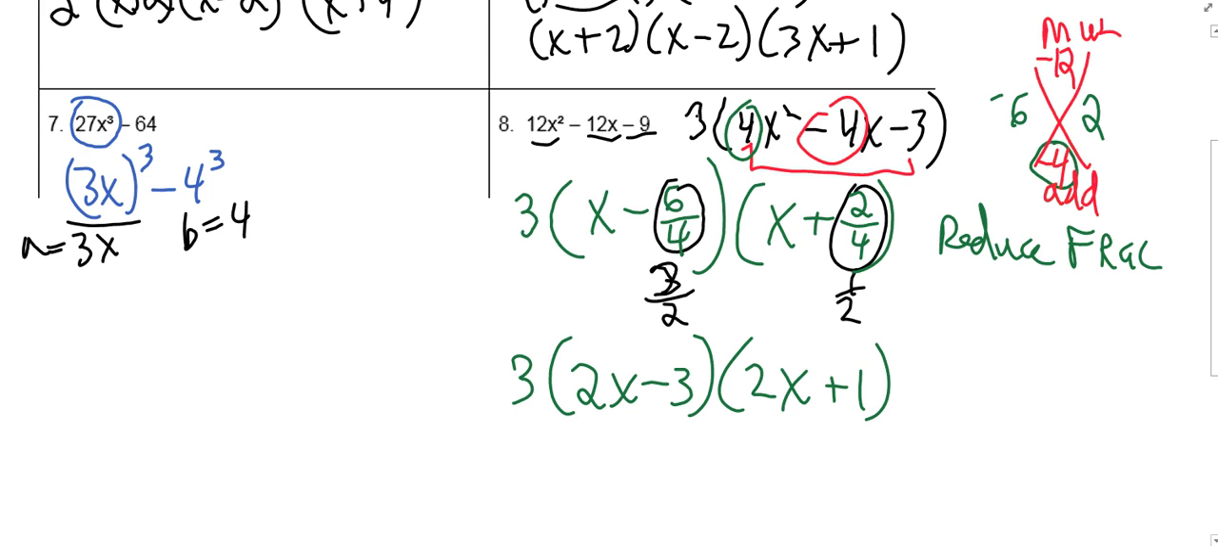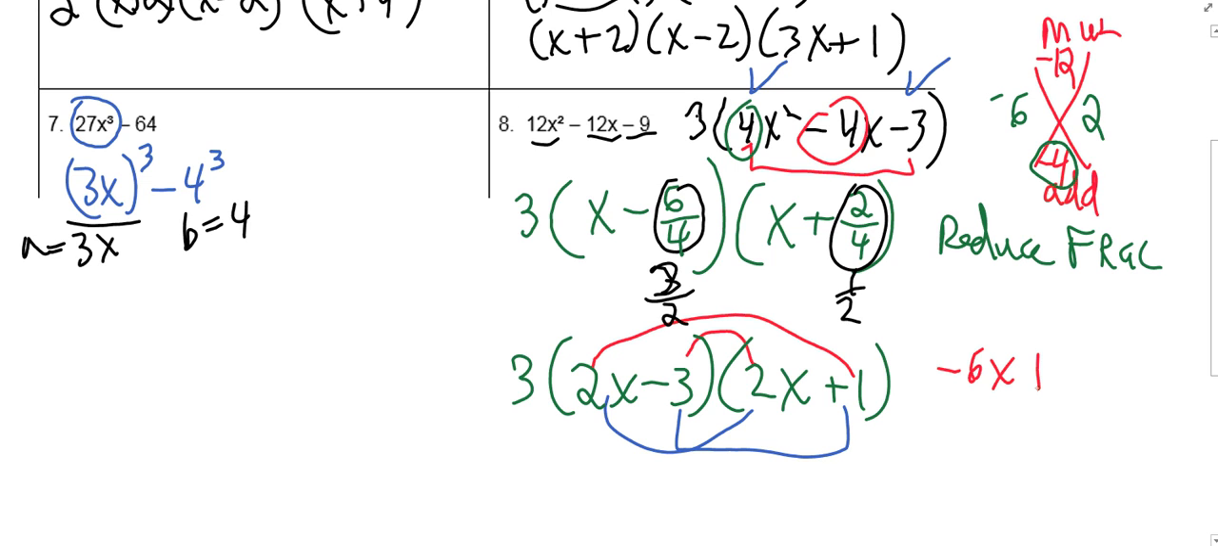You can do a quick check by foiling this back. You notice that 2x times 2x gives me 4x squared, and negative 3 times 1 gives me my last term, negative 3. And multiplying the two inside terms, you get a minus 6x. And when you do the outer terms here, you get a positive 2x. So that gives us our negative 4 that we needed, and looks like this problem checks out.